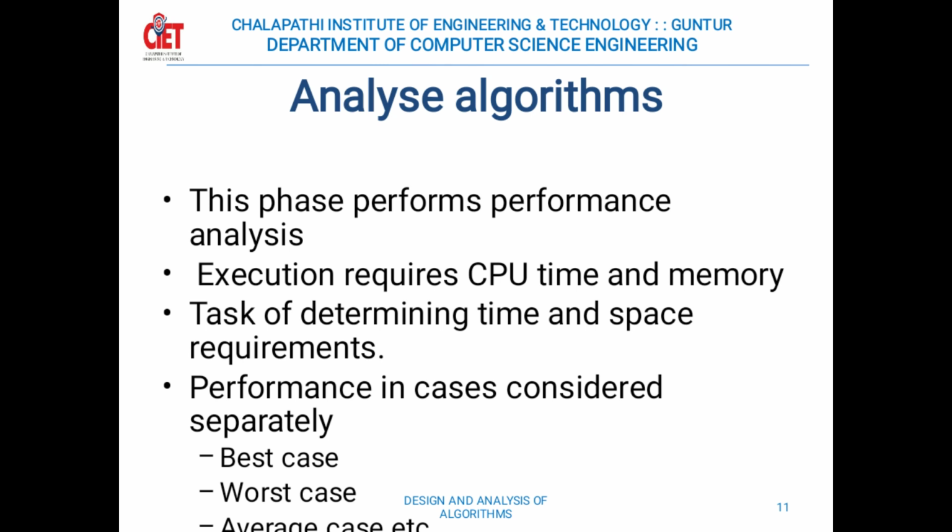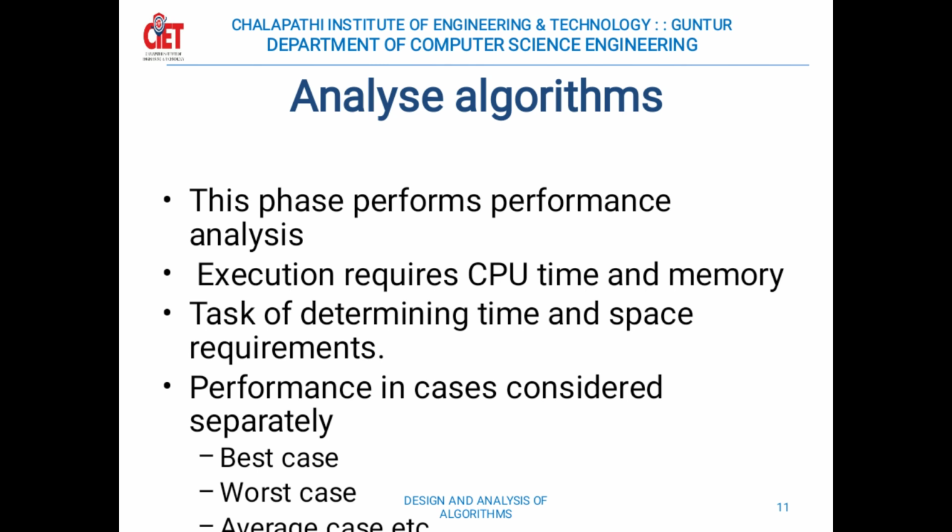So for that purpose we use best case, worst case and average case. Algorithm analysis describes the performance of an algorithm in three cases: best case, worst case and average case. Best case represents the optimal or minimum number of steps required to execute the algorithm. Worst case represents the maximum number of steps required to execute the algorithm. Average case represents the average number of steps required to execute the algorithm.